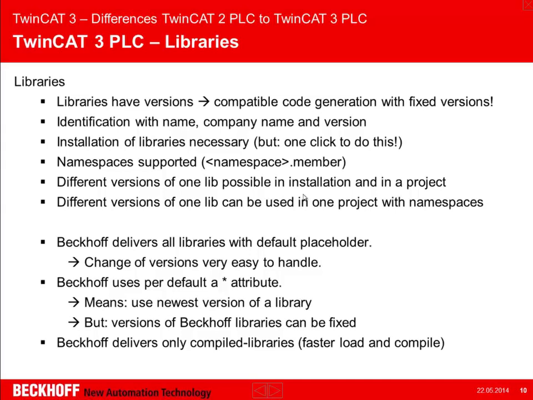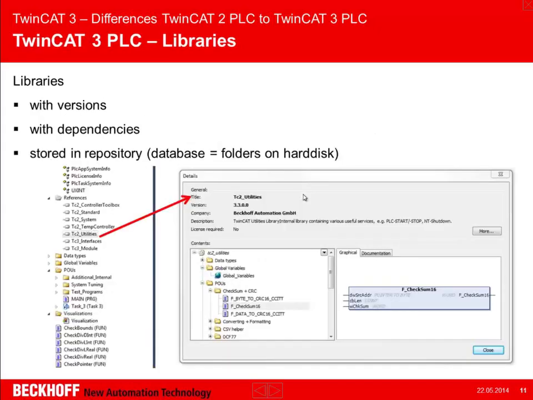So on the next slides, a few screenshots about library handling. First of all, our libraries are located under the node References. A reference is a reference to a library, and you see different libraries. I click on one of the libraries, the TC2 Utilities library, where you see the name, the title, the version, the company, Beckhoff Automation, and a short description of what is inside the library. And then of course you can have a look at the different components inside the library.